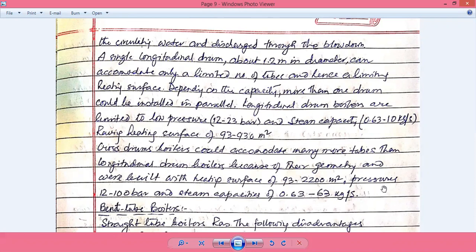But cross drums don't have this accommodation problem, so they can accommodate many more tubes, unlike the longitudinal drum, because of the geometry. So the heating surface becomes as high as 2200 square meters, pressure capacity 12 to 100 bar, and steam capacity is 63 kg per second itself.